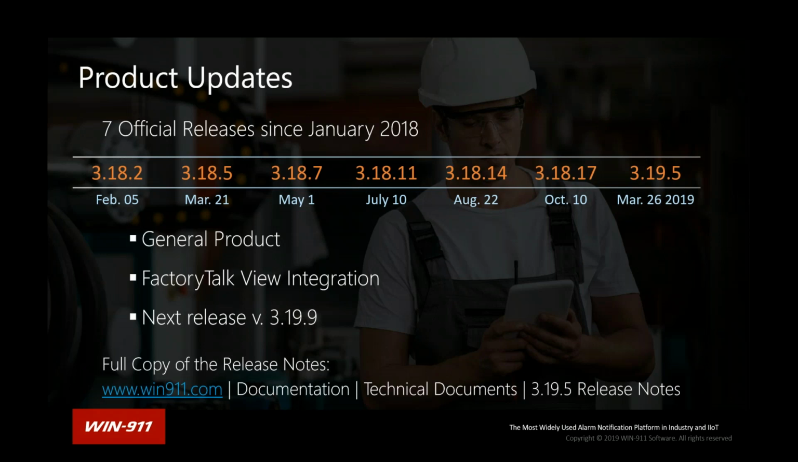This, again, will only cover product updates, enhancements, feature updates. I'm not going to go through the number of other changes we've made, bug fixes. If you would like to see that information, we've got the full copy of release notes on our website. You'll find it under the documentation, technical documents section. It'll always run with our latest release version number on it, so currently 3.19.5, and it is a running document, so you can go back and see the changes that were made in previous versions.